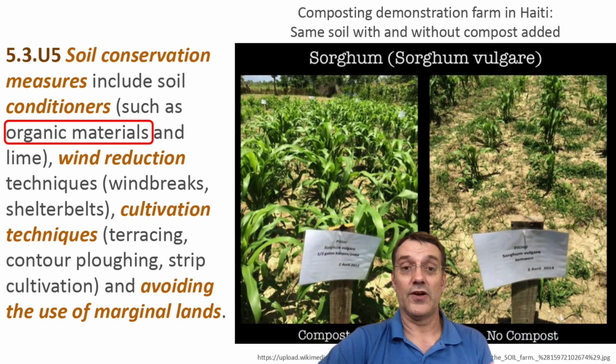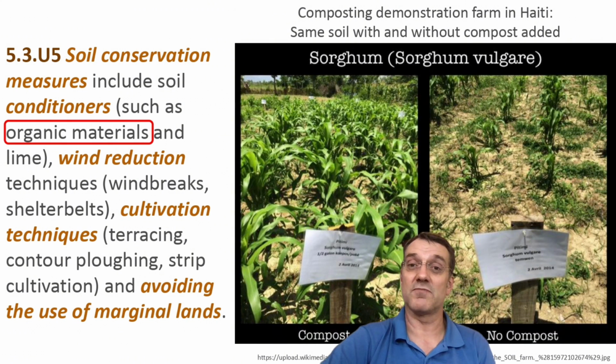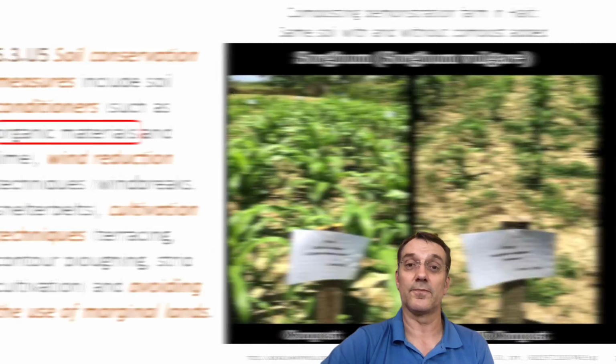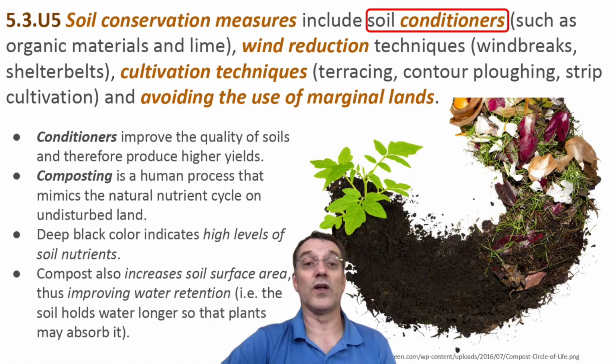On the left, you can see healthy sorghum that's growing in composted soil. But on the right-hand side, all the plants are stunted because that soil hasn't been treated and it doesn't have nearly as many nutrients, and it doesn't have the compost's ability to hold on to more water and make it available for the plants. Soil conditioners improve soil quality in several different ways. They enhance nutrient content, they increase the soil surface area, and they improve water retention.